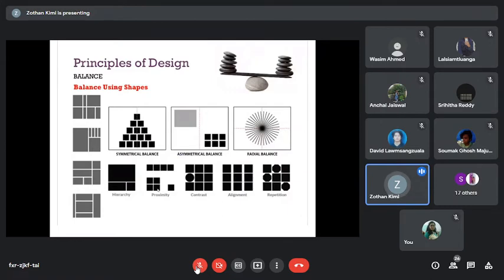So again, these are balance using shapes. We are just looking at different pictures. You already know, you can look at it further, okay?